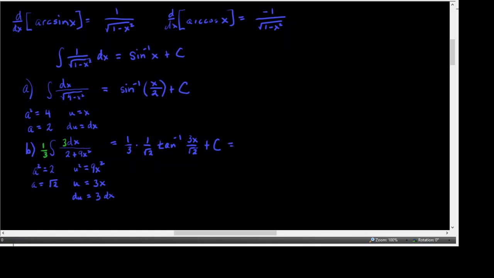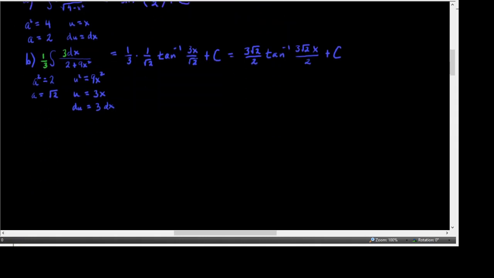And this one I would like for you to simplify the radicals involving numbers always. So that will become 3 square roots of 2 over 2 inverse tangent of 3 square roots of 2 x over 2. Make sure that x doesn't look like it's under the radical. It's definitely after the radical has ended. All right, so that is the answer to B.